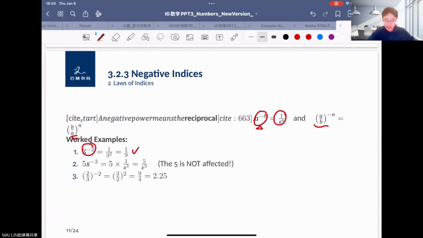The final answer is 1 over 9. And if we have 5x^(-3), we first reverse the x cubed to form 5 times 1 over x cubed, and the final answer here is 5 over x cubed. And if we have (2/3)^(-2), first we reverse 2 over 3 to become 3 over 2, and then we square it and it's 9 over 4, right? So the final answer here is 2.25. These are all the examples about negative indices. I guess it's very important for you, and I hope you can remember this.